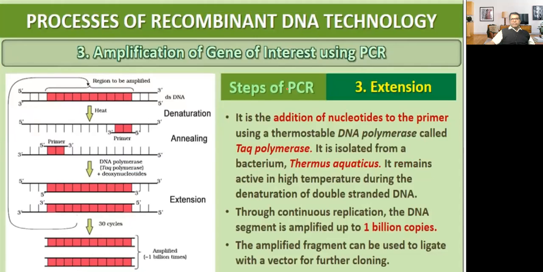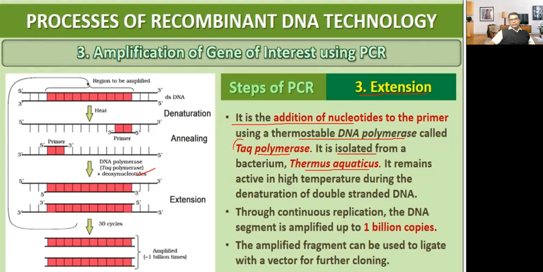Then the third step is extension. What is extension? It is the addition of deoxynucleotides to the primer using a thermostable DNA polymerase called Taq polymerase. Taq polymerase is isolated from the bacterium Thermus aquaticus.